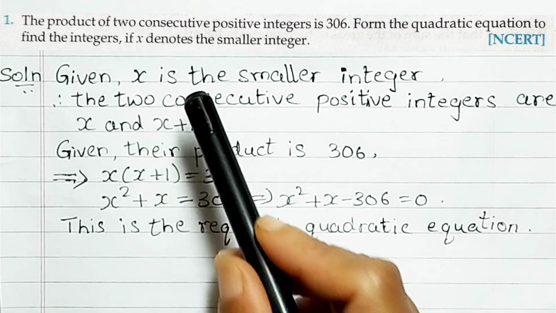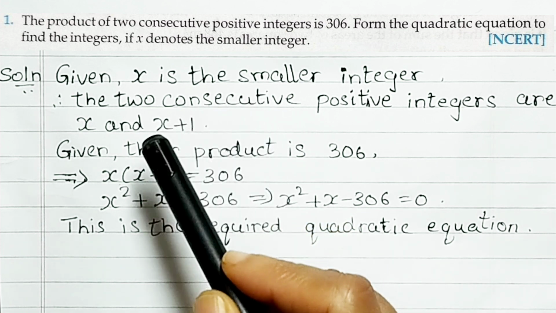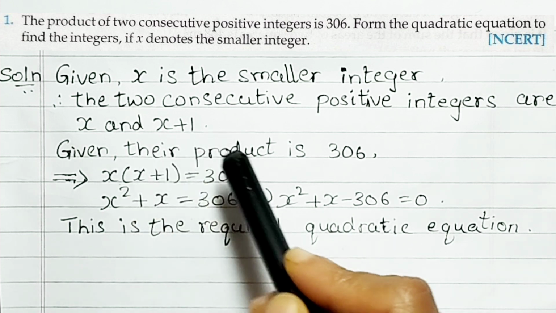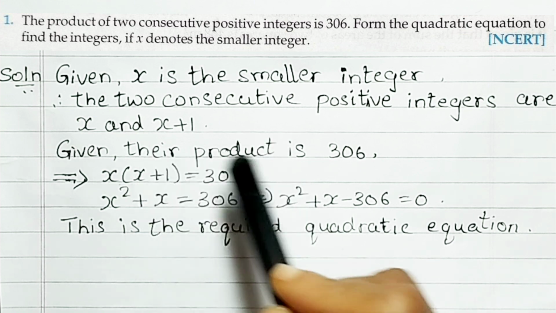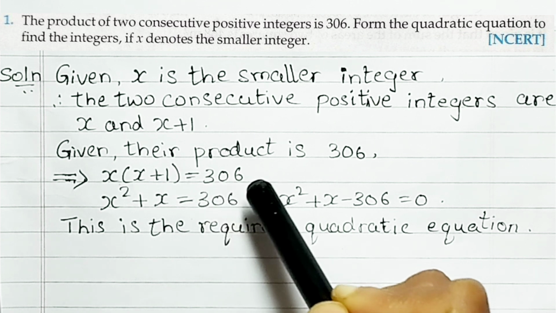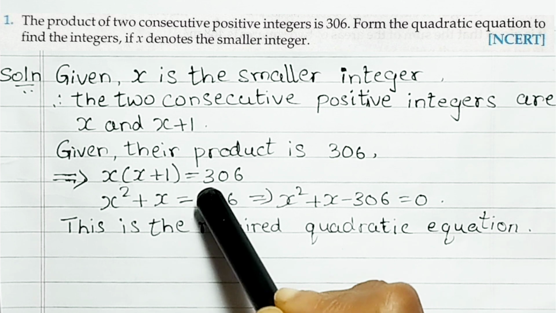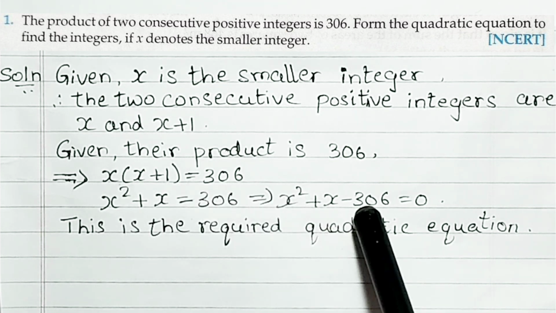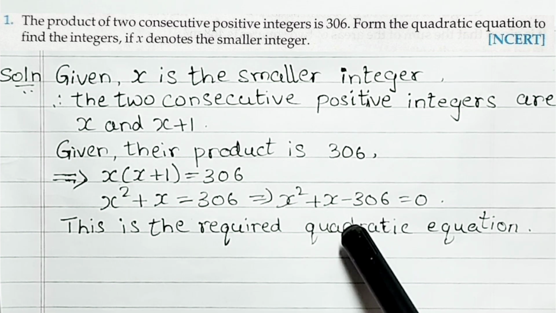If it is not given in the question that x denotes the smaller integer, then we have to write, let the two consecutive positive integers be x and x + 1. Then proceed. According to the question, their product is 306. That is, x(x + 1) = 306, or x² + x = 306. That implies x² + x − 306 = 0. This is the required quadratic equation.